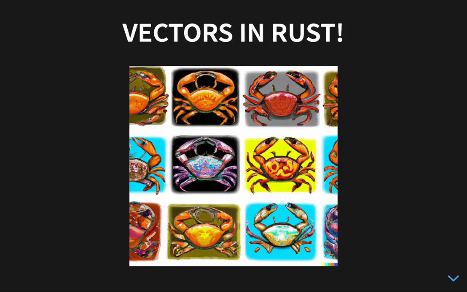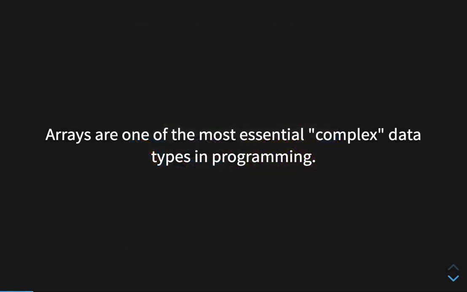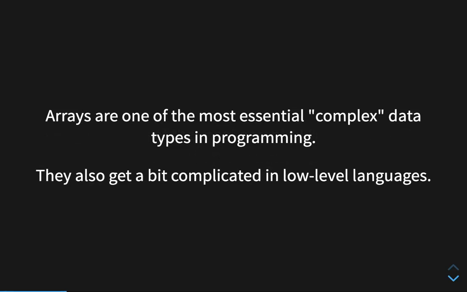What's going on, everybody? Today we're going to be talking about vectors in Rust. Arrays are one of the most essential complex data types in programming. Complex meaning not complicated, complex meaning they're not singular pieces of data, they're multiple pieces of data strung together in some certain way. They also get a bit complicated in low-level languages, mainly because of memory allocation.